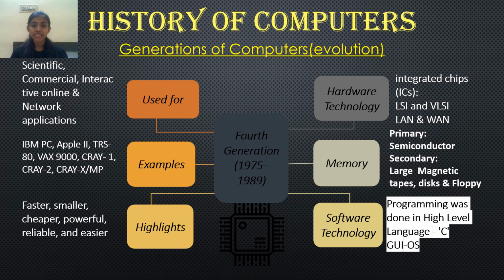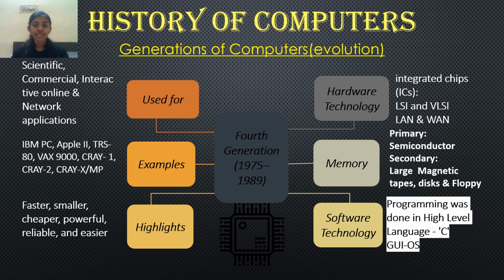Now come to fourth generation computer. It was developed in 1975 to 1989 and it was used for scientific, commercial, interactive, online and network applications. The hardware technology was integrated chips, that is LSI and VLSI, LAN and WAN. The memory was primary memory and secondary memory, in which primary memory consists of semiconductor and secondary memory consists of large magnetic tapes, disks and floppy.